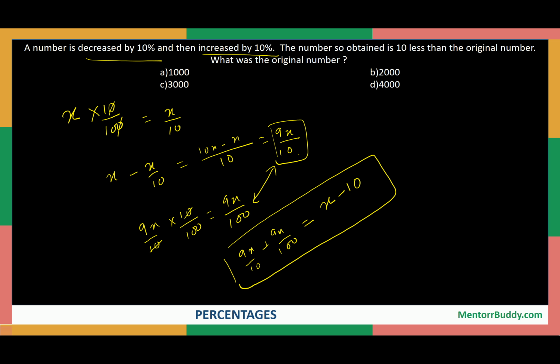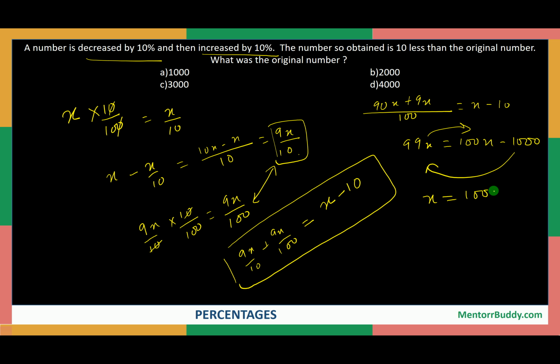So we'll solve this equation, that is we can take 100 as LCM, right? So it will become 90x plus 9x is equal to 100x minus 1000. So here we get 99x is equal to 100x minus 1000, that is if we take this 99 this side and we take this 100 this side, it will become positive. So we get x as 1000. That is option A is the correct one.